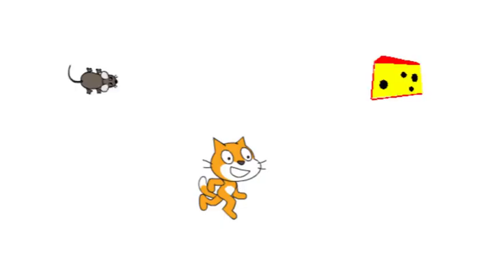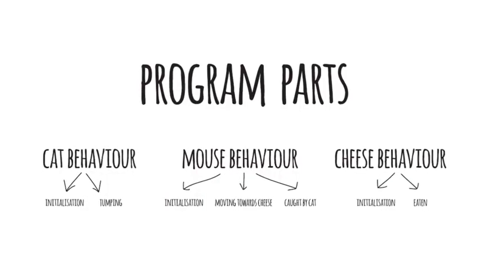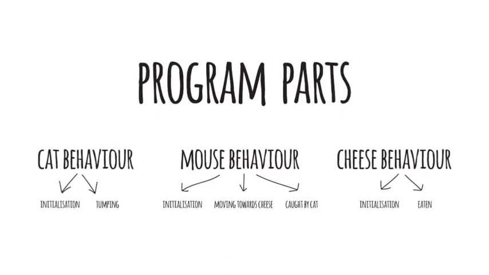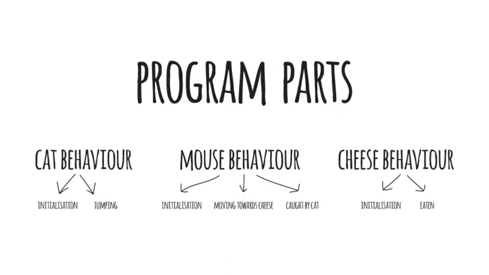First, let's design an interface. This is what we want the game to look like. We have the cat, a mouse, and the cheese, for which we'll need different versions for when it is being eaten. Now, let's design our code. There are 3 main parts, one for each character in our game. These can be further decomposed like this.